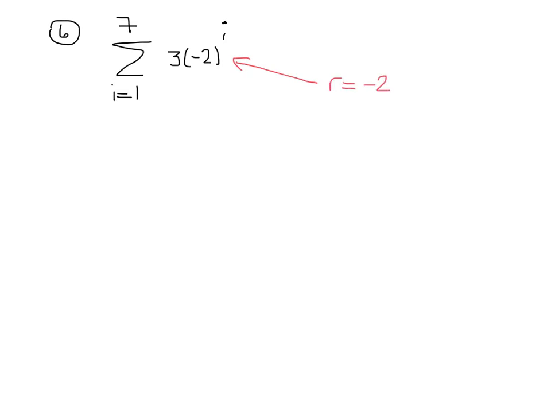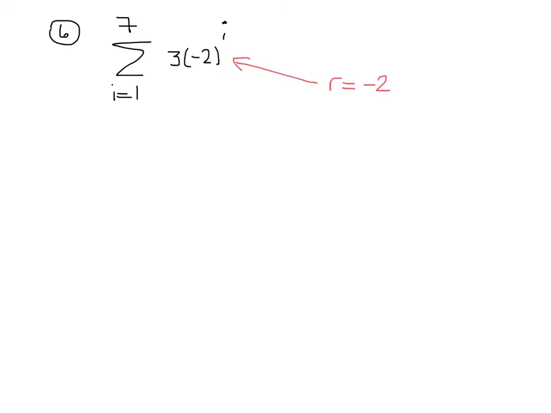Okay, number 6. The summation from 1 to 7 of 3 times negative 2 to the i. Okay, so right here, the fact that I have negative 2 raised to a power means I am constantly multiplying by negative 2. So right away I know because of this, I have an r of negative 2. It is geometric. I know it's in a different form. It's just saying, once again, find me the sum.